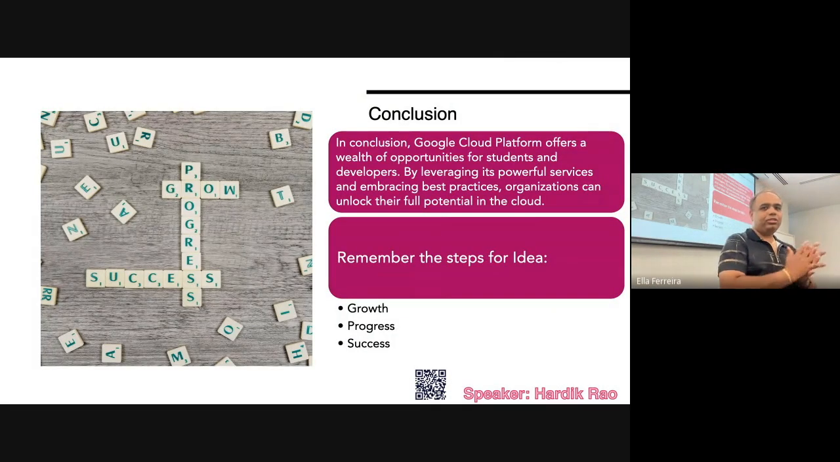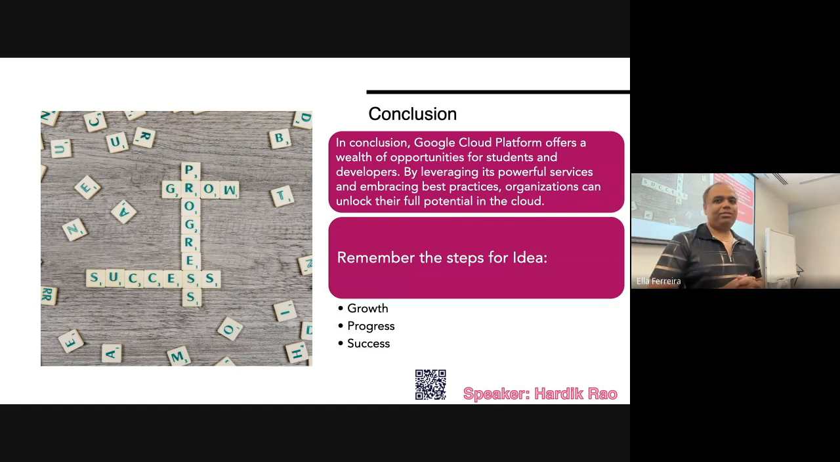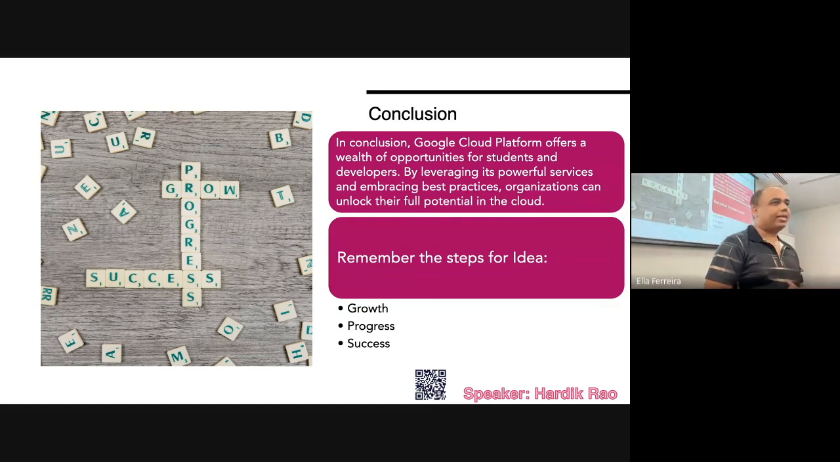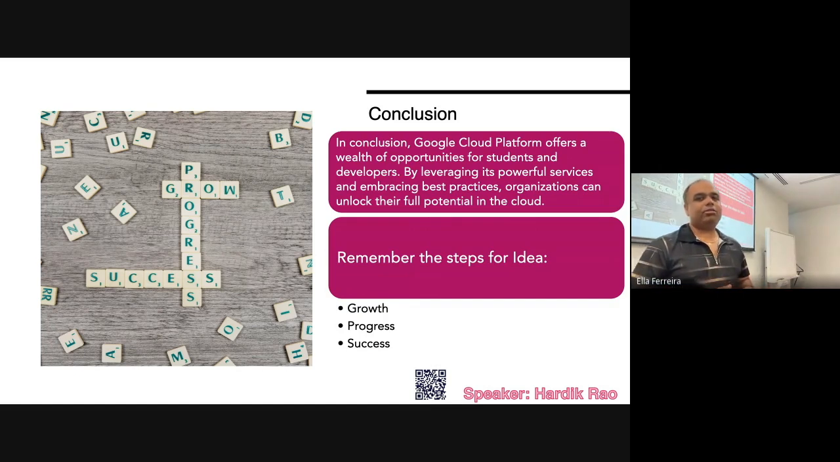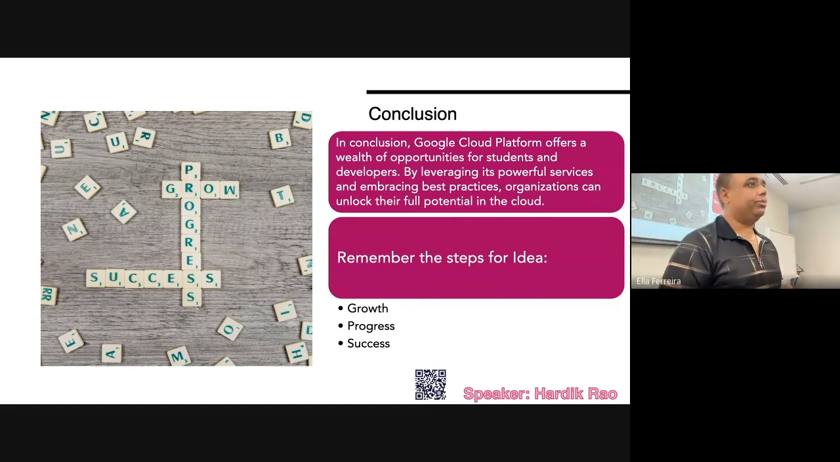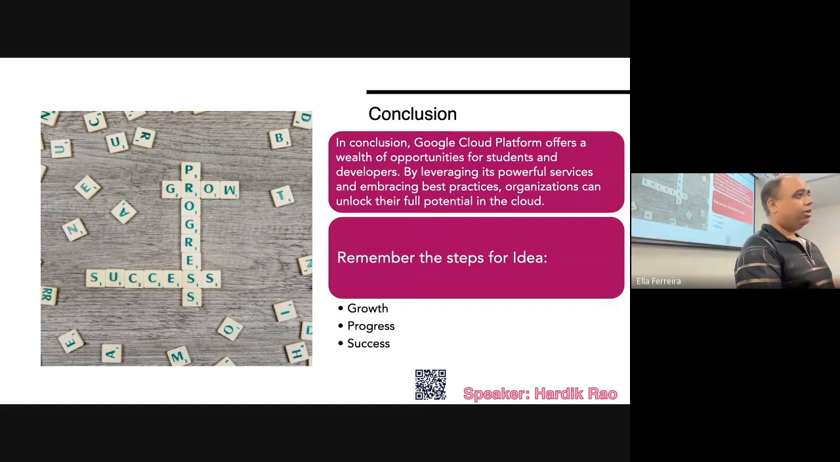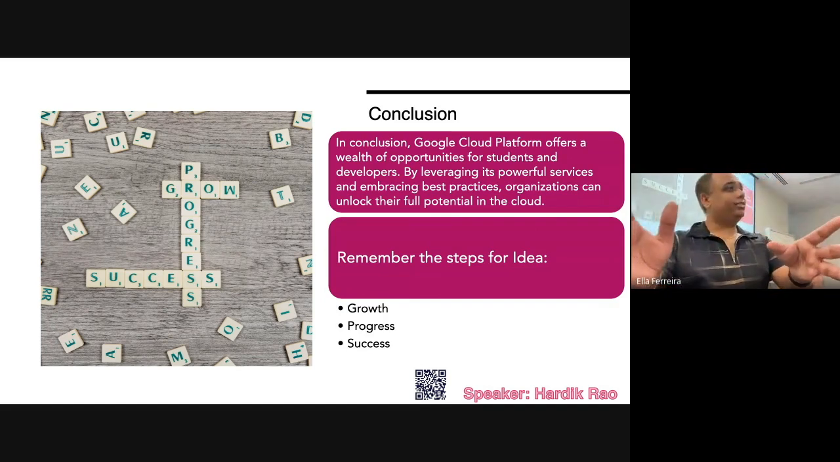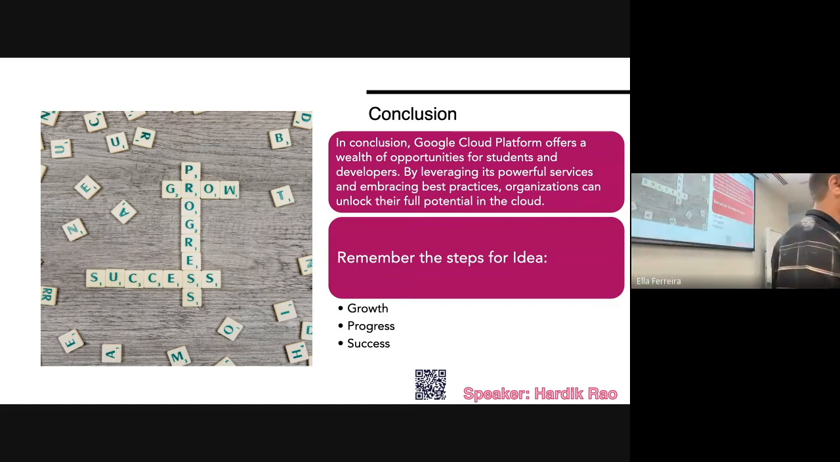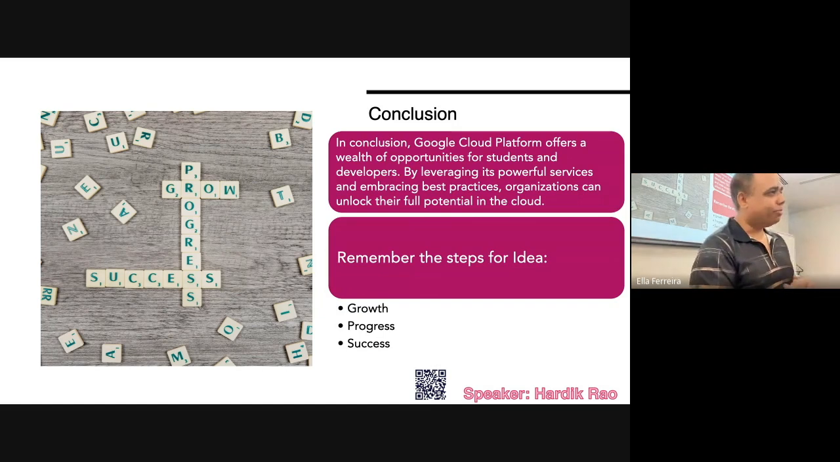So in conclusion, Google Cloud does offer a wealth of opportunity, and by leveraging these services, you can embrace the best practices, and organizations can unlock the full potential of the cloud. So remember the steps. The steps are, there is growth, then there is progress, and then there is success, as we discussed in our Awesome Match app. So first we identify what our growth is, where we can make that growth, and we collect data. Then we progress it into a successful idea, and then we market it, and then success is there.